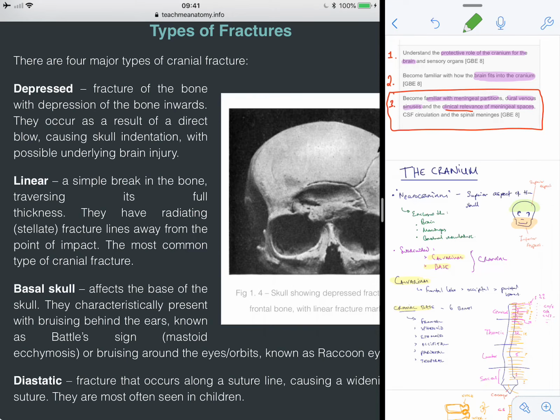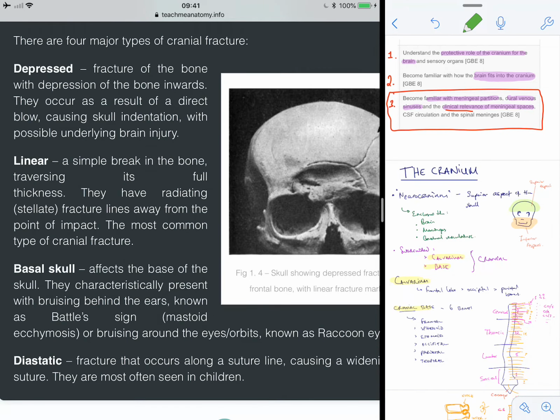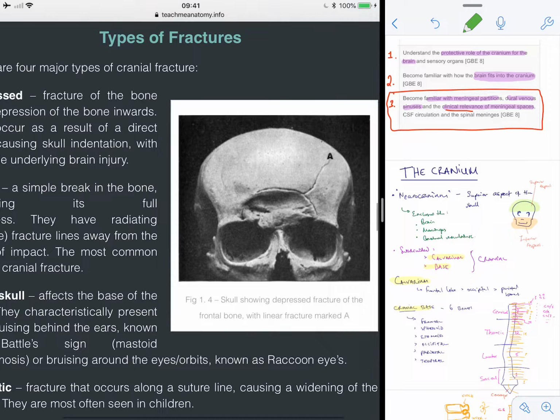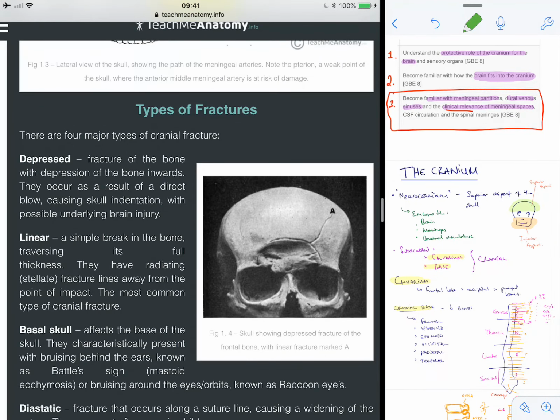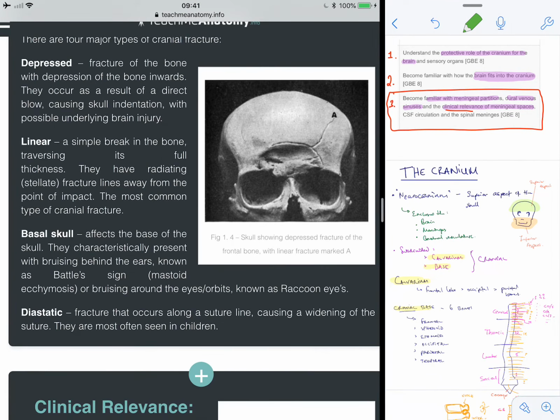A linear fracture. Yep, this is the most common. So you can imagine if you get a crack and then it's radiating away, like this line that says A just below, with cracks radiating away from it. The basal skull fracture affects the base of the skull. They characteristically present with bruising behind the ears over the mastoid, known as Battle's sign, or bruising around the eyes, the orbits, known as raccoon eyes.